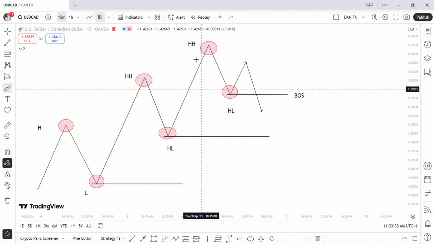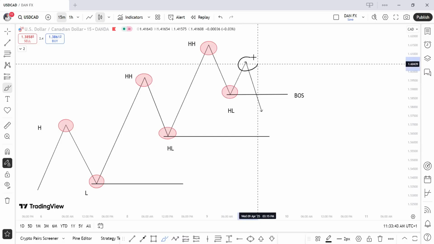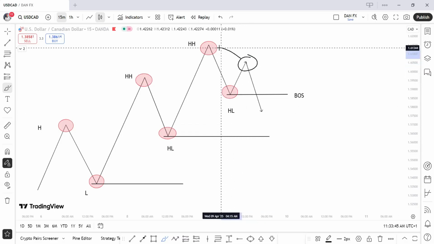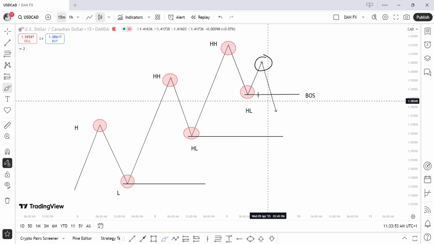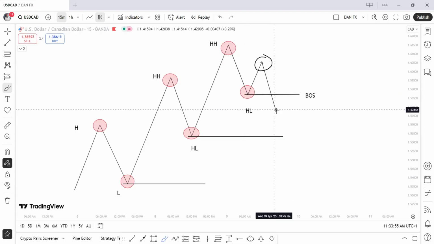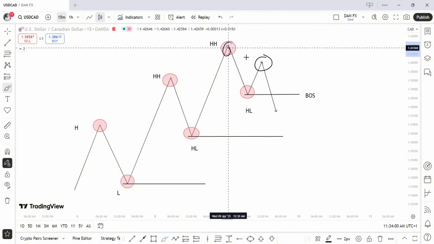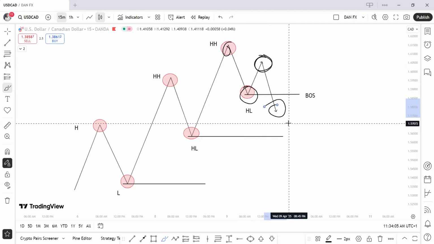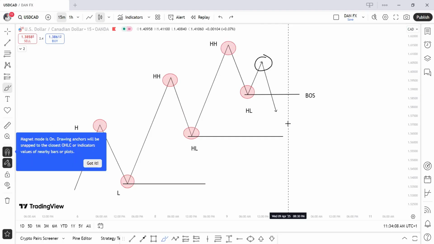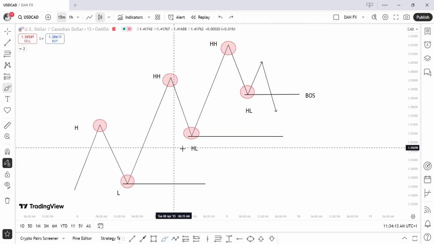of the uptrend. The structure of an uptrend is higher highs and higher lows, but now price has given us a lower high. Sorry, this high is lower than this high, so that's a lower high, and then they have broken this low, giving us a low that is lower than this low. So now we are seeing characteristics of a downtrend. We have a high, we have a lower high, we have a low, and then we have a lower low. So now the structure has changed from an uptrend to a downtrend. So that is our break of structure.